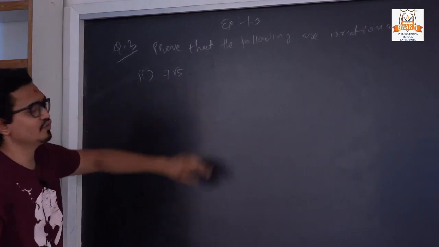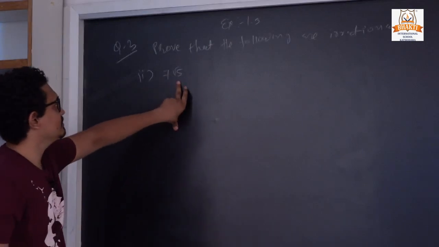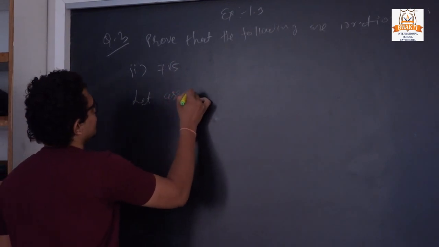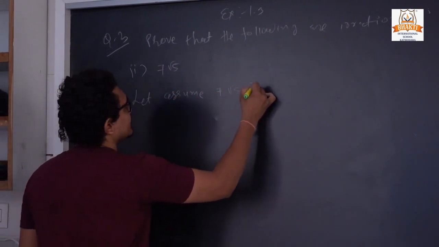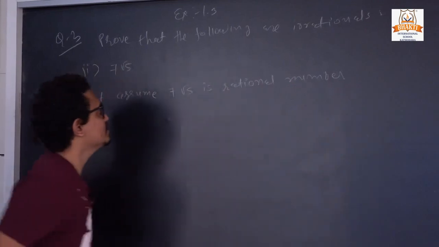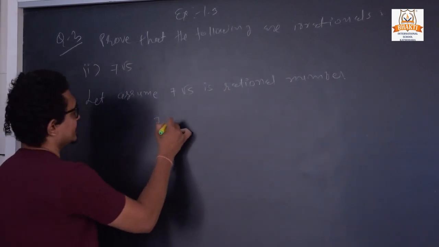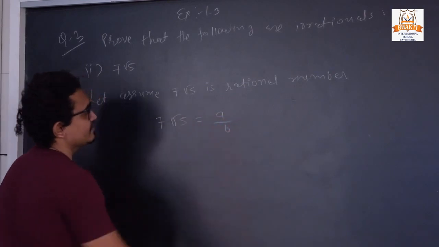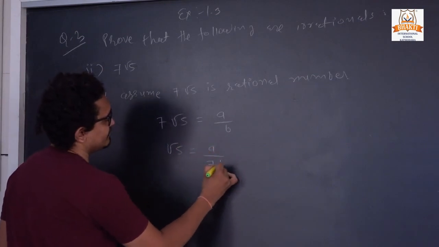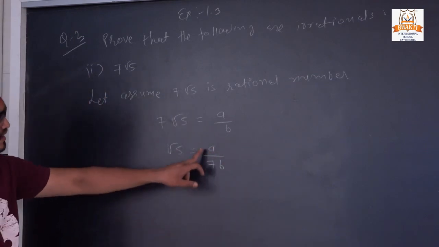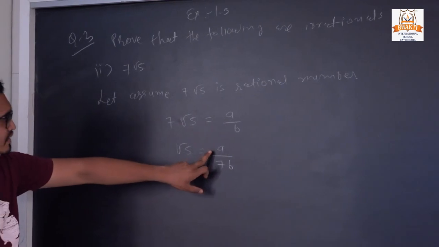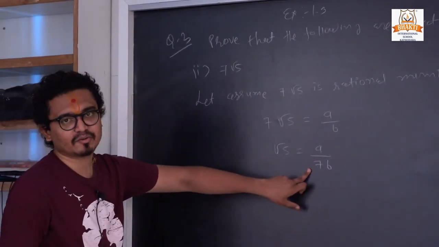Now from question 3, second: prove that the following are irrational. Second, it will be 7 root 5. We prove that these numbers are irrational numbers. So we can start like that. Let us assume 7 root 5 is a rational number. If it is a rational number, we can write 7 root 5 is equal to A upon B. Now this 7 is going to the second side, so we can write A upon 7B. So it will be in the same rational number form, because A upon 7B is one kind of rational number form.